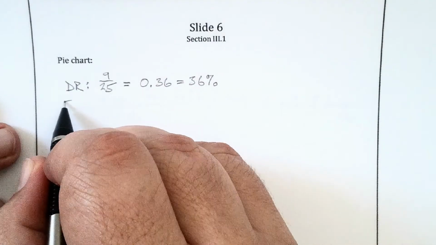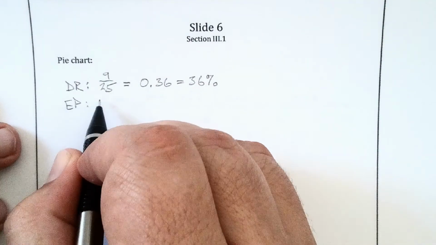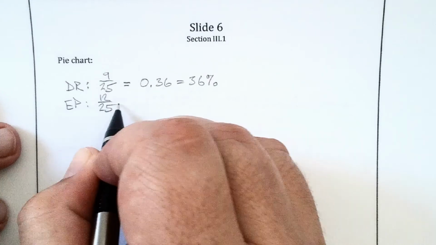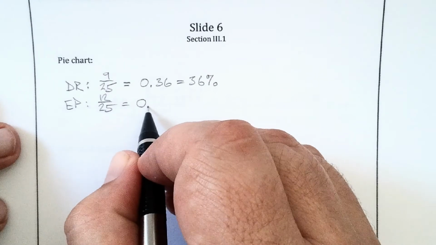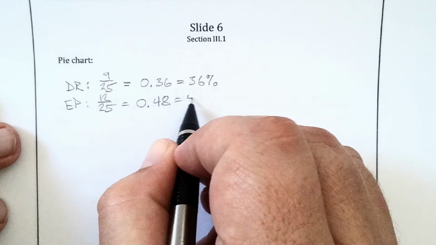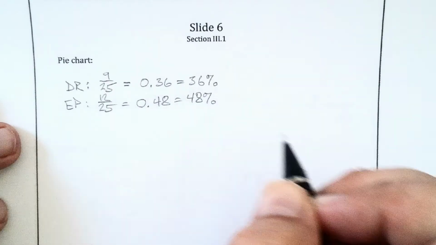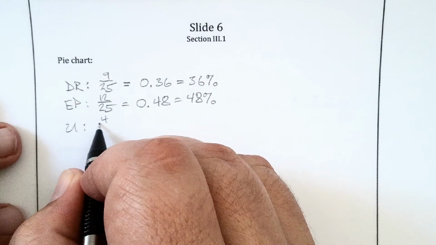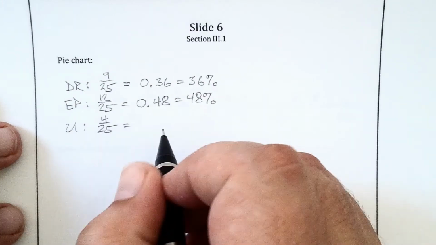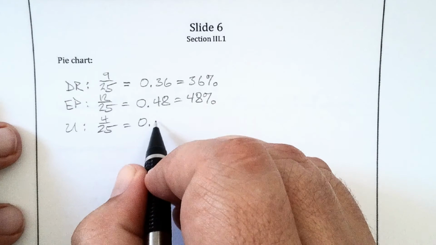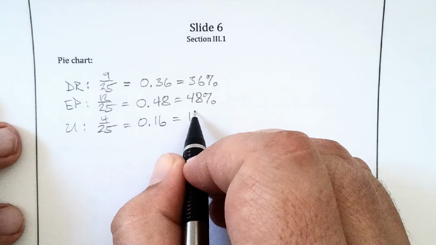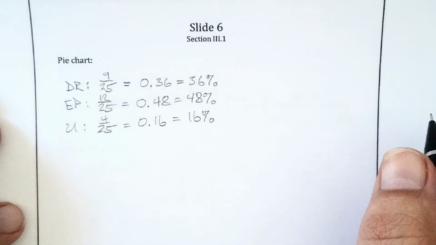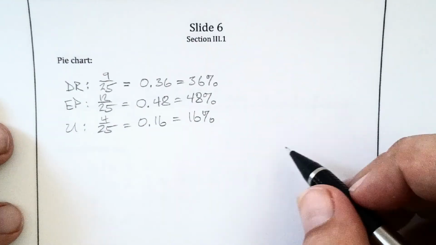Eagle Pass, it's 12/25, which is 0.48, which is 48%. You just use a calculator if you need to. Uvalde is 4/25, which is 0.16, which is 16%. So these are the fractions of the amounts.